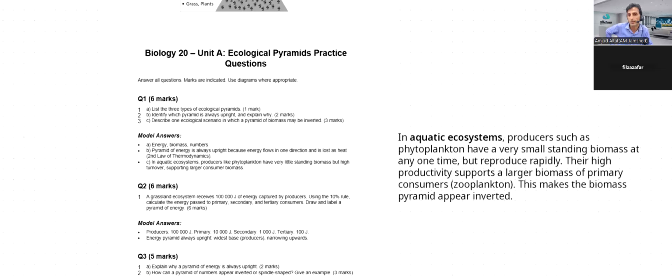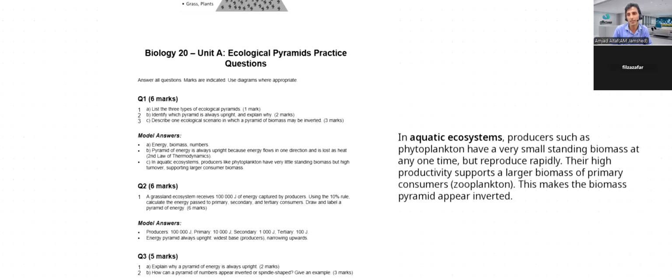And producers such as phytoplankton have a very small standing biomass. Well, it's phytoplankton. I have told you, please ask questions. Phytoplanktons are the plants, floating plants in the water. Have you ever seen some plants flowing or floating on the water? Have you ever seen this somewhere? So it's like that.